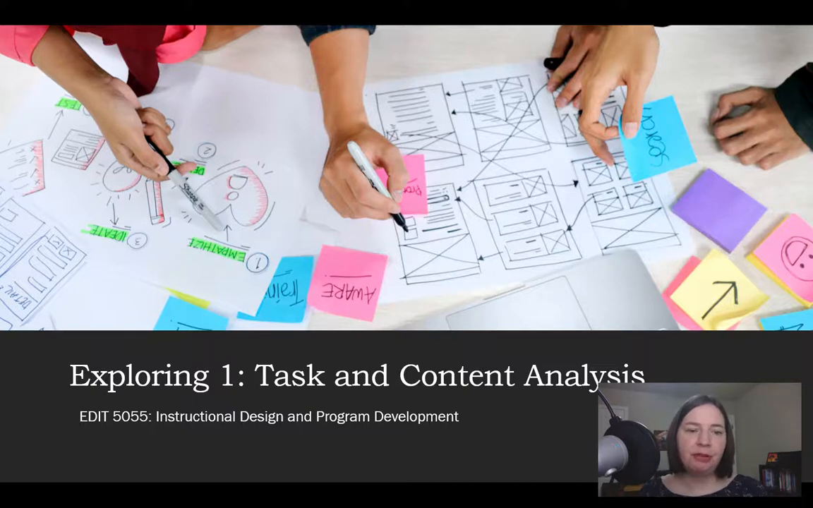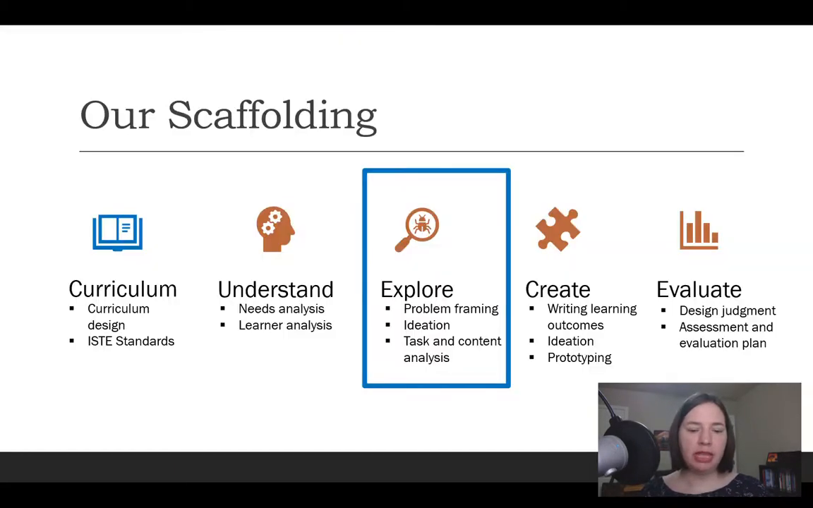All right, this week we're going to talk about exploring. So we'll talk about task and content analysis as well as reframing a problem. So we are in this exploring area where we've got the problem framing, task and content analysis.